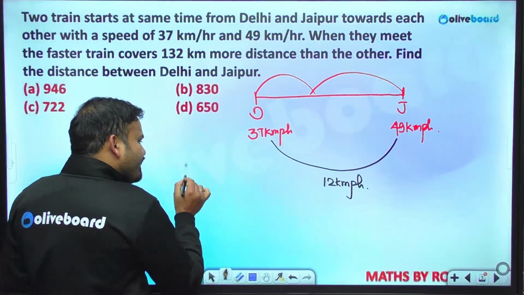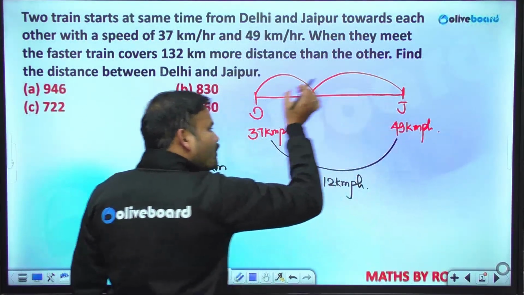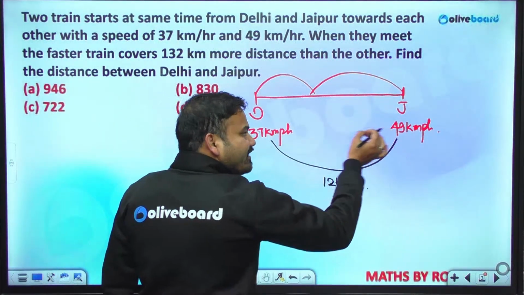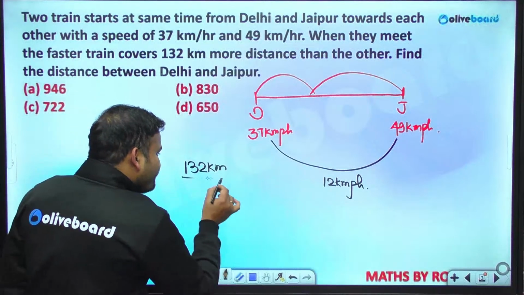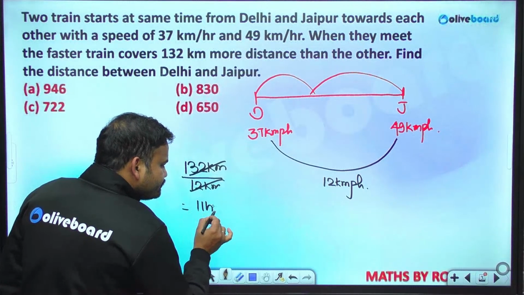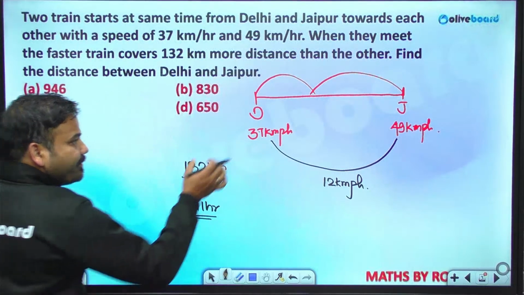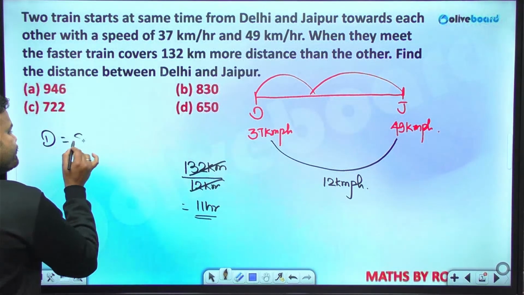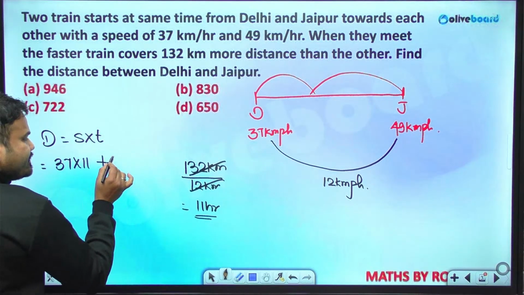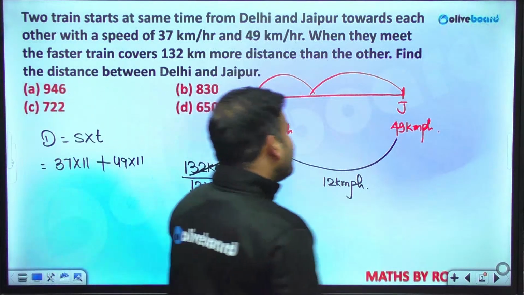So when they are meeting, this particular train has covered 132 km more as compared to the first train. Now in 1 hour he is liable of covering 12 km more distance. That means this entire 132 km will be covered in what period of time? That is 11 hours. So we can say both had traveled for 11 hours. So what is the distance they have covered? Distance equals speed into time. One has a speed of 37 times 11 and the other has a speed of 49 times 11. So these are the distances covered by both of them.